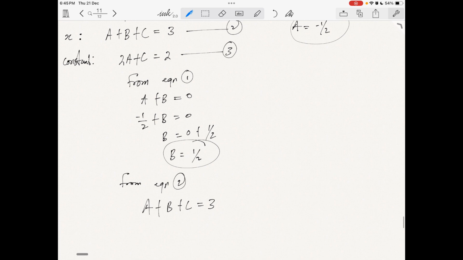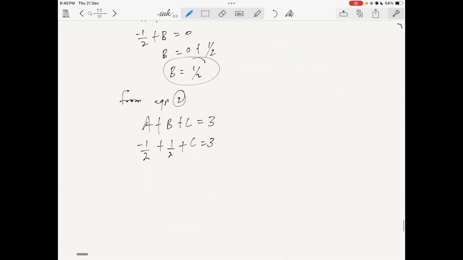And my a is minus 1 over 2, my b is 1 over 2, and my c is what I'm looking for. Right? So minus 1 over 2 plus 1 over 2 is 0. So definitely c is equal to 3. Now I can write a to be what? Minus 1 over 2, b is 1 over 2, and c is 3.